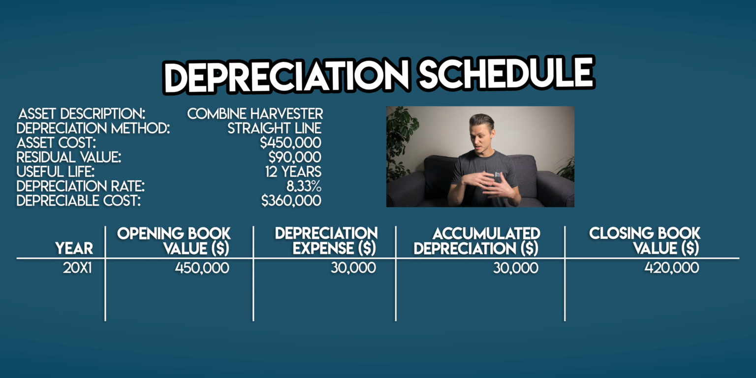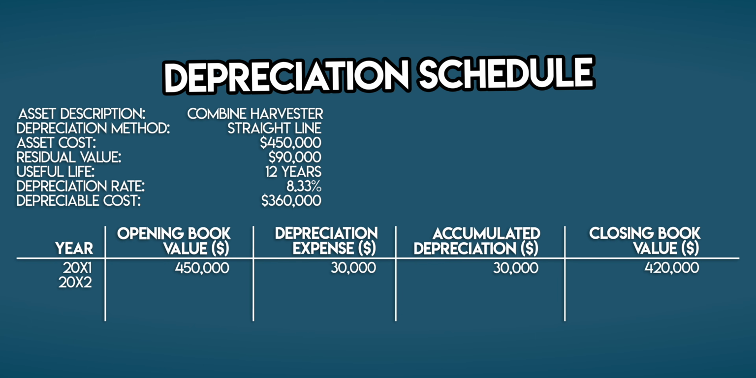$420,000. Now with year 1 out of the way, we just need to repeat the process over and over again for the next 11 years. Your closing book value in year 1 becomes your opening book value in year 2. Your depreciation expense is fixed because we're using the straight line method, so it's $30,000. Accumulated depreciation is $60,000, and your closing book value is $420,000 minus $30,000, which is $390,000. The process doesn't change.